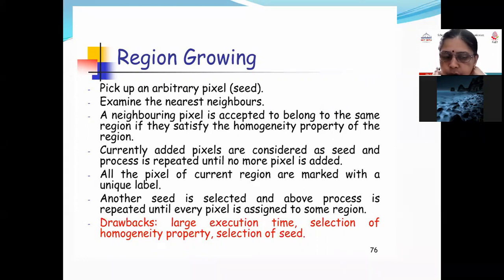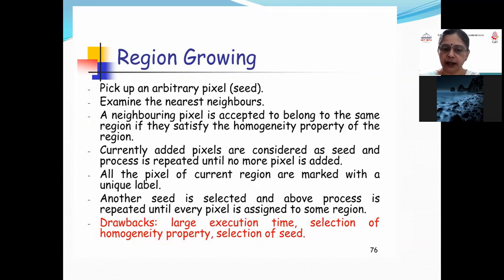Now there are some drawbacks of this method. See, if your regions are very large, then in terms of execution time, this region growing technique will take a long time. Then how to select the homogeneity property or similarity criteria, that is another issue with region growing. And where to select the seed, that is also a third issue.